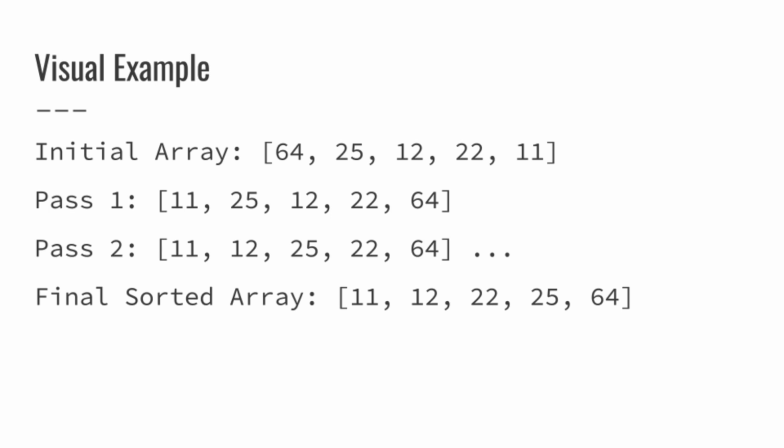Selection sort works by repeatedly selecting the smallest element from the unsorted part of the array and swapping it with the first unsorted element. Let's walk through an example to see this process in action. Starting with the initial array, we find the smallest element 11 and swap it with the first element. This process is repeated until the entire array is sorted.